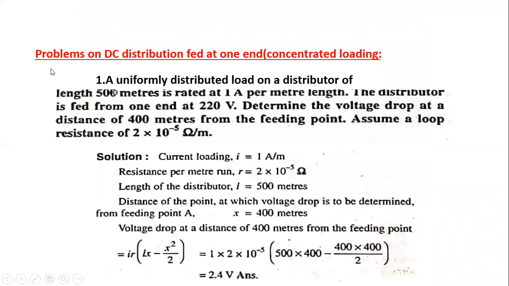First problem, on DC distribution fed at one end with uniform loading. A uniformly distributed load on a distributor of length 500 meters is rated at 1 ampere. That means the loading current I is equal to 1 ampere per meter. The distributor is fed from one end at 220 volts.